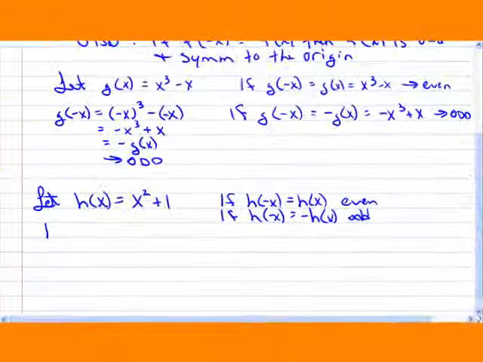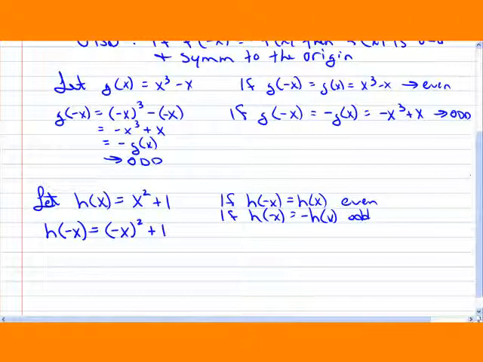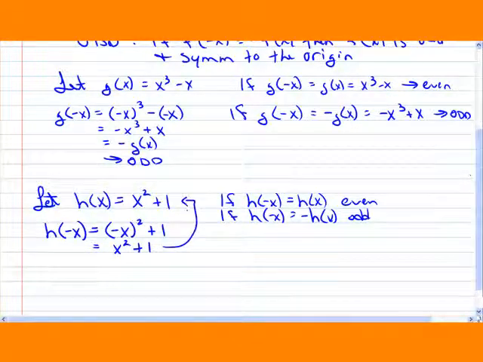Well, let's see what happens. H of negative x would be negative x squared plus 1. Anything squared is going to come out positive. So negative x squared is x squared. This is plus 1. That is exactly what I started with. That function is even.